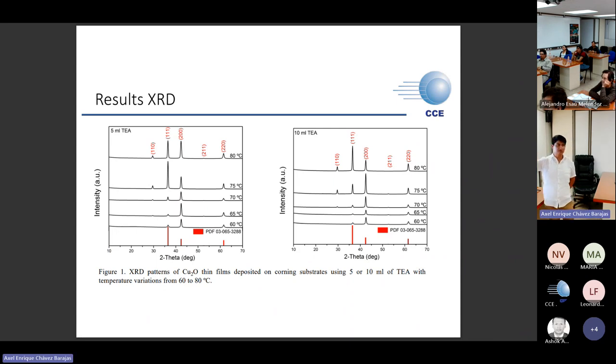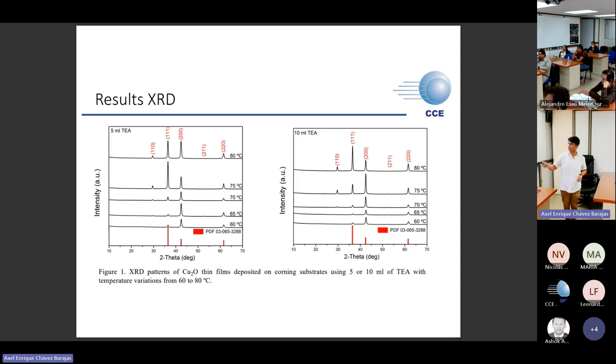However, it's very interesting that at higher temperatures, we observe a change in the preferential orientation from the plane 200 to the 111, which means we obtain higher conductivity films. However, as probably you know, just by increasing the thickness of a material, we lose conductivity. So even when we obtain films oriented to the plane 111, these are thicker. So there is a balance between conductivity and resistivity. No?